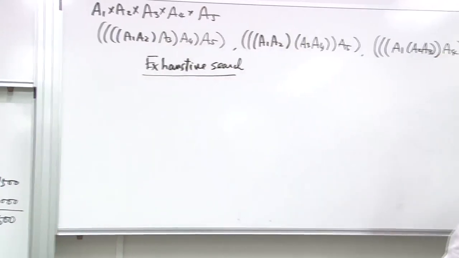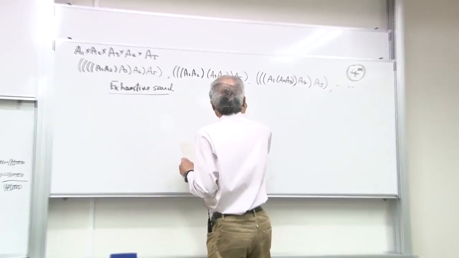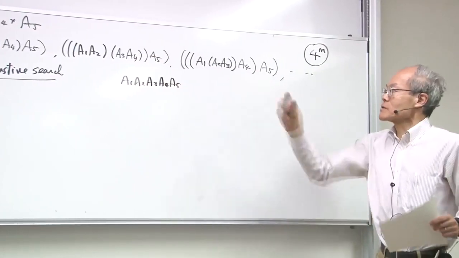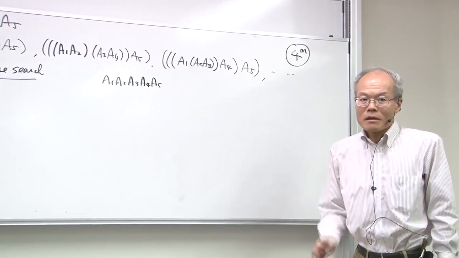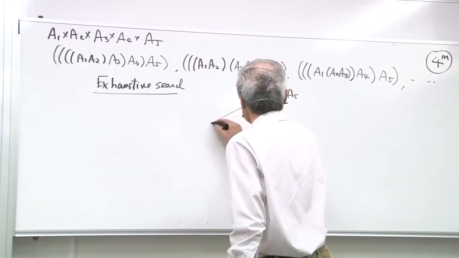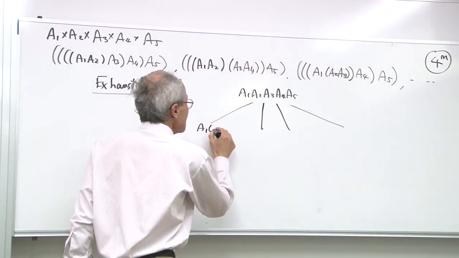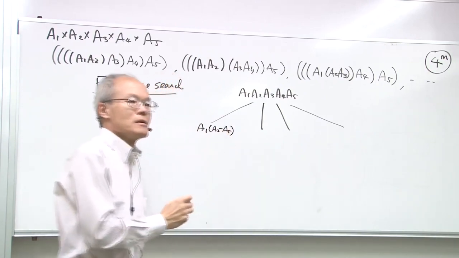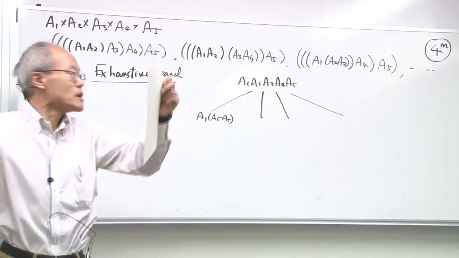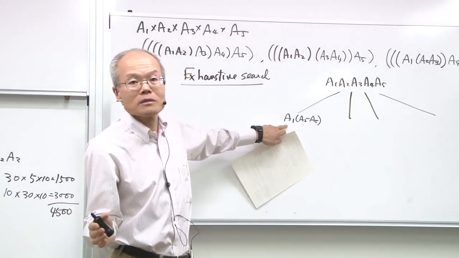What would be our exhaustive search this time? This is our final goal: multiplication A1 through A5. What is the last multiplication? We have 4 possibilities. The first possibility is A1 and A2 through A5. So this is the last multiplication: we first multiply A2 to A5, then the last time we multiply A1. So this is one possibility.